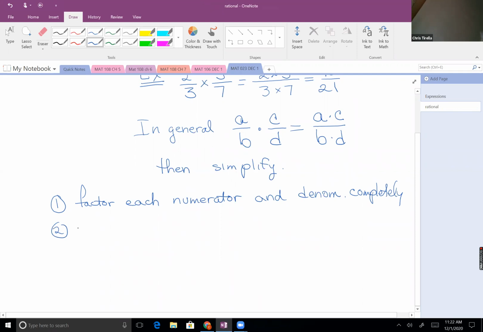Then I'm going to multiply, and I'm putting that in quotes, numerator times numerator over denominator times denominator. And then I'm going to simplify if possible.